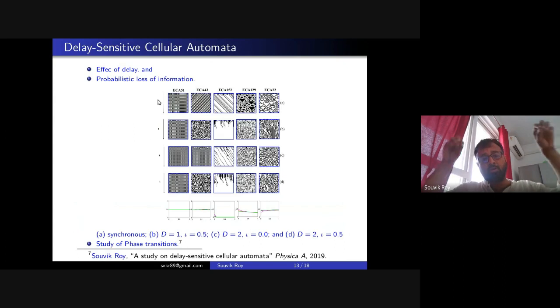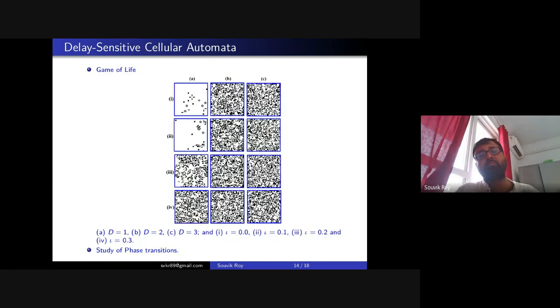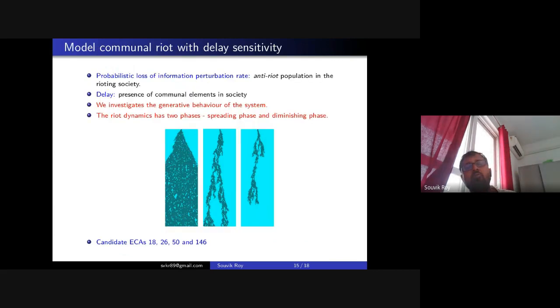Then we explored, we introduce delay and information loss in the system. We get different kinds of possibilities of phase transitions, different in space-time diagram, and also in the quantitative result. Then we also explored this delay sensitivity for the Game of Life. And finally, with this delay sensitivity, we try to model the dynamics of riot, where delay acts as a presence of communal element in the society, and probabilistic loss of information acts as an anti-riot population in the society.